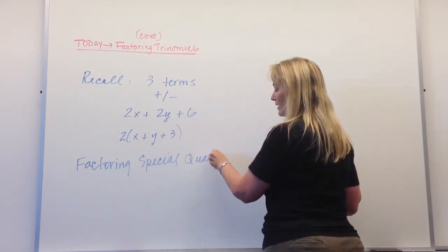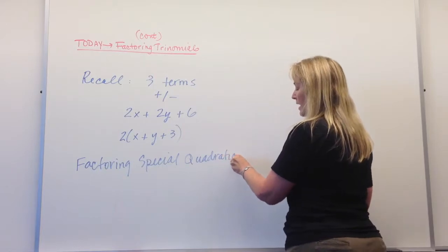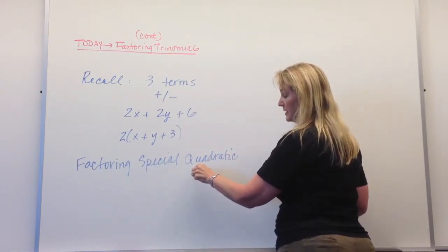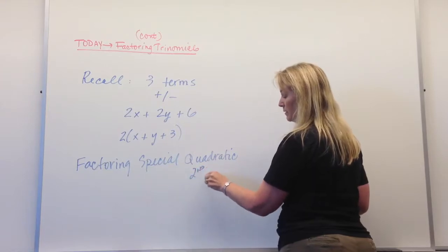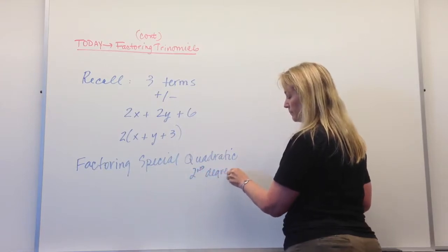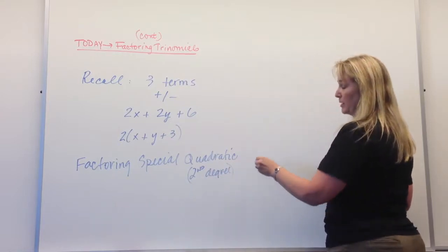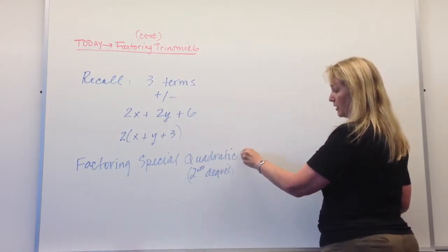Special quadratic. And they might not have heard, or remember what this word means. This means this is a second degree. So in other words, it has a squared term in it. So factoring special quadratic trinomials.